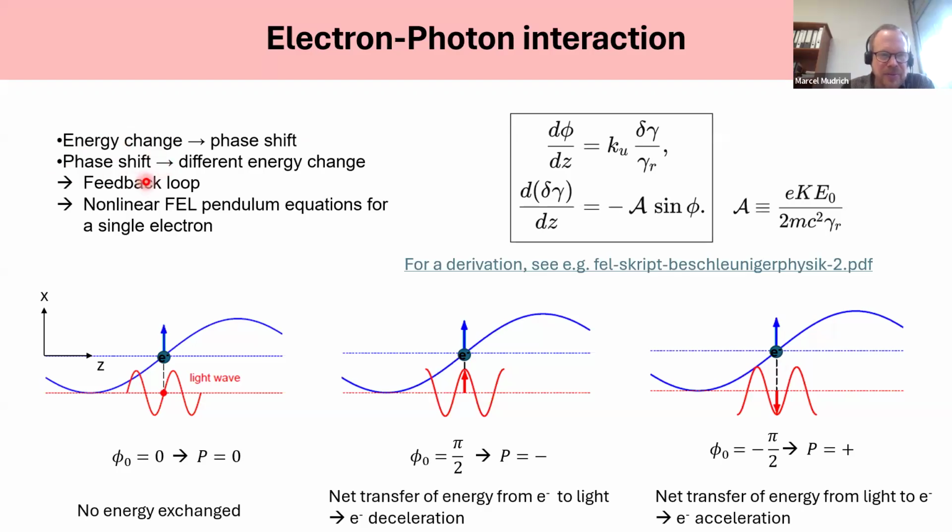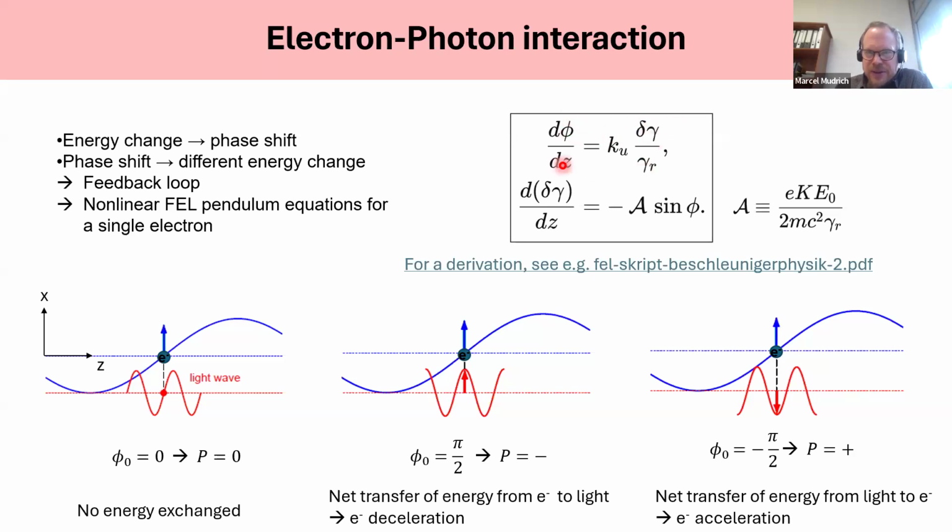And also the back process happens, a phase shift induces change of energy. So this gives us a feedback loop. And a feedback loop can be formulated in terms of a pendulum equation. By linearization, with some derivations, you can see, for example, in the lecture script where all the math is worked out, we can derive a set of coupled differential equations. These are just first order differential equations that couple the phase phi and the Lorentz parameter gamma, which is proportional to the energy of the electrons.